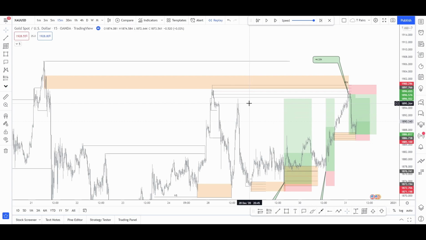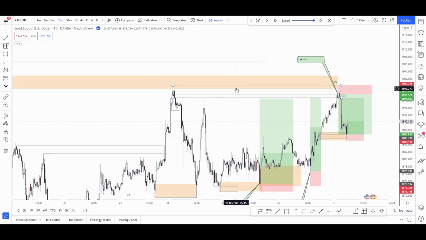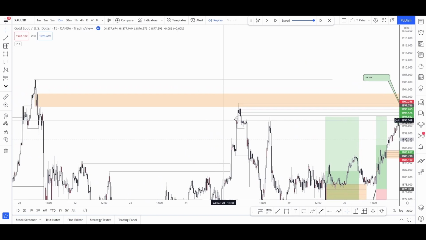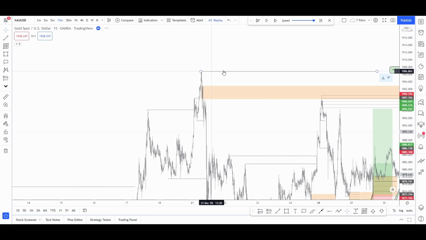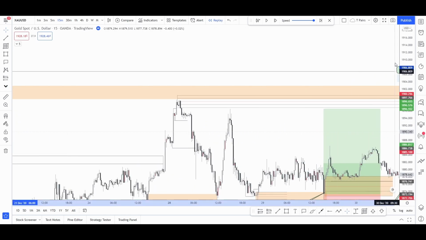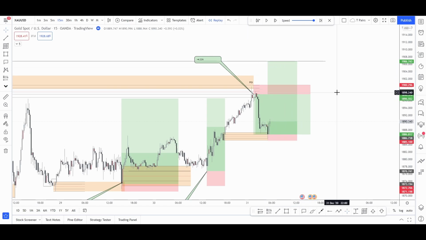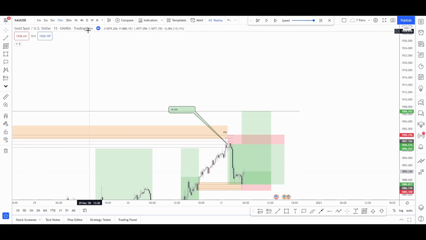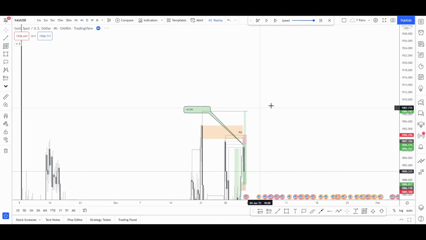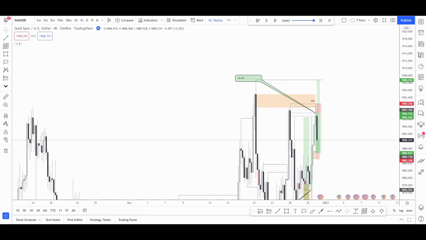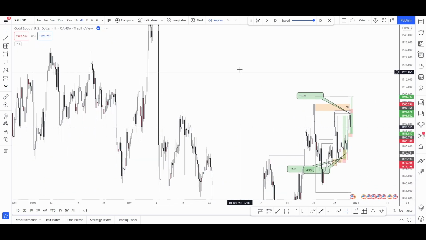And our next target, to be fair, because we've now mitigated this one, we've almost taken out this high here. Our next target is obviously going to be the actual high of where we got to on the 4 hour. Would that be being too greedy? No, because that's just following structure. So yeah, let's go back to the 4 hour and see what we've got.